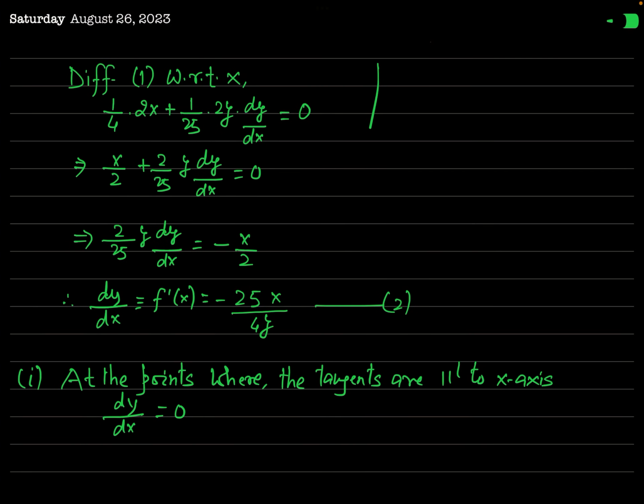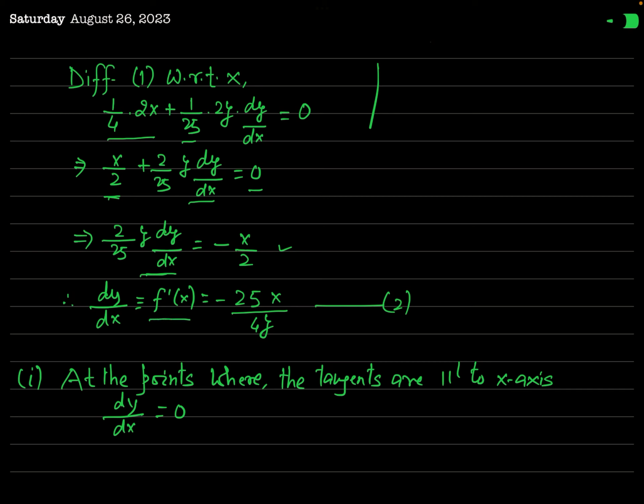So you can see I have differentiated it with respect to x, and this will be 1 by 4 times 2x plus 1 by 25 times 2y into dy by dx. This is just a simple differentiation. And this will be x by 2 plus 2y over 25 into dy by dx, and that is equal to 0. And so 2y by 25 into dy by dx will be equal to minus x by 2. I have simply brought this first term to the RHS. And so from here you can find the value of dy by dx.